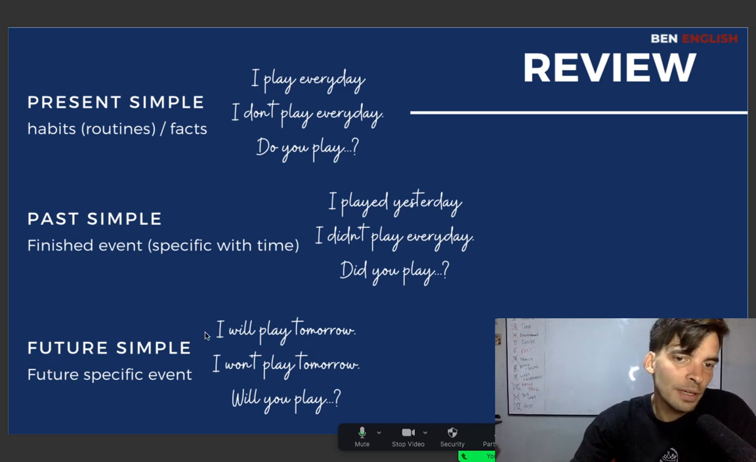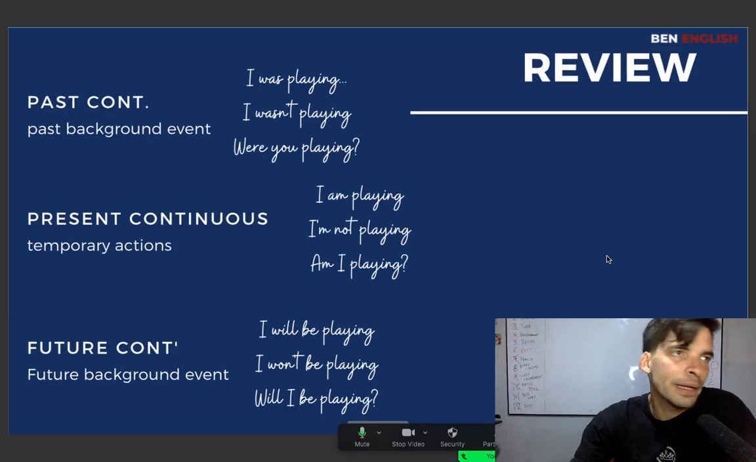And the future simple is I will play tomorrow. I won't play tomorrow. Or will you play? Could also be going to. So you could use both. But in a way, be going to is kind of more like the continuous. It's actually like the present continuous pushing it into the future. So the past continuous is a past background event. I was playing, I wasn't playing, or were you playing?